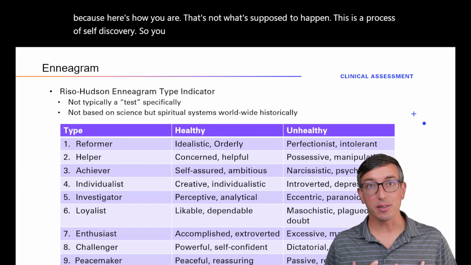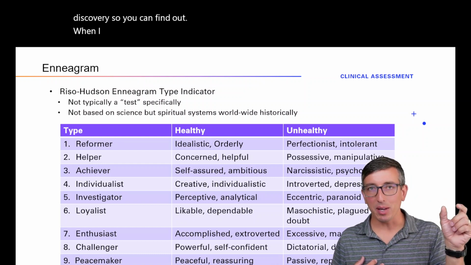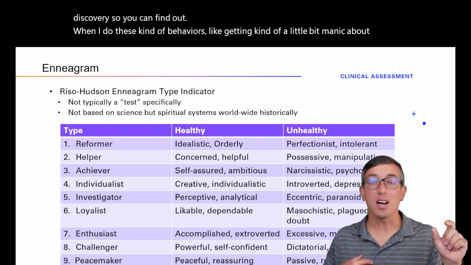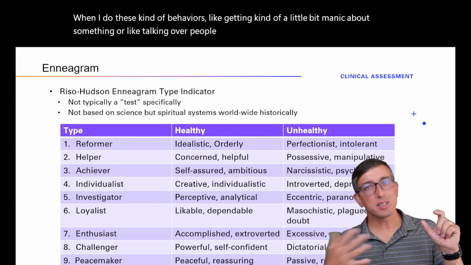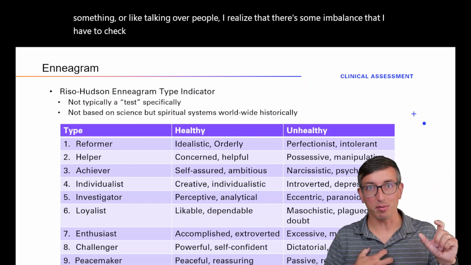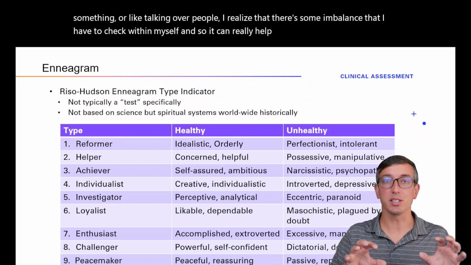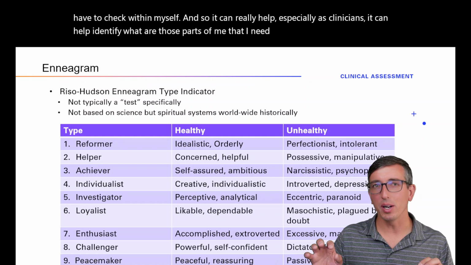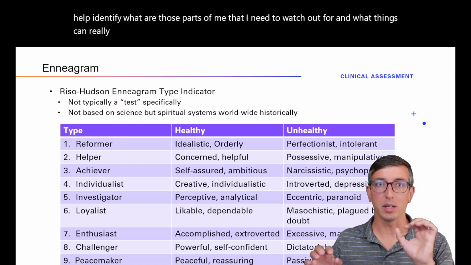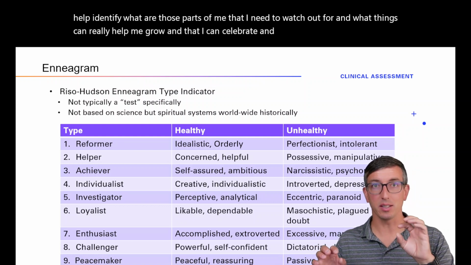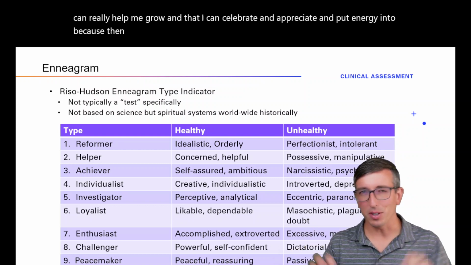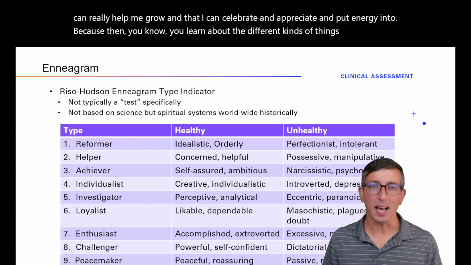So you can find out, when I do these kinds of behaviors, like getting a little bit manic about something or talking over people, I realize that there's some imbalance that I have to check within myself. And so it can really help, especially as clinicians, to identify what parts of me I need to watch out for, and what things can really help me grow and that I can celebrate and appreciate and put energy into. Because then you learn about the different kinds of things you can be good at that way.